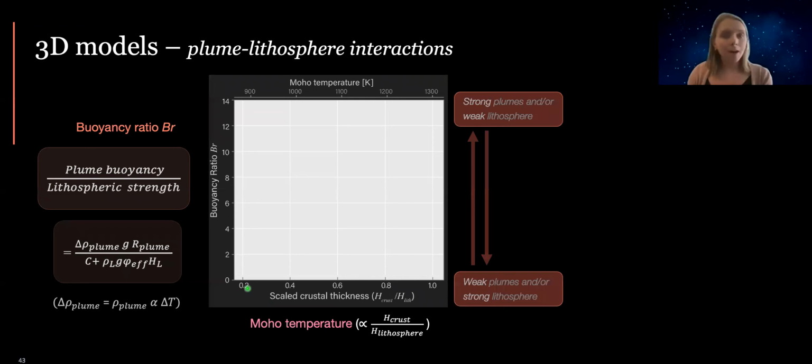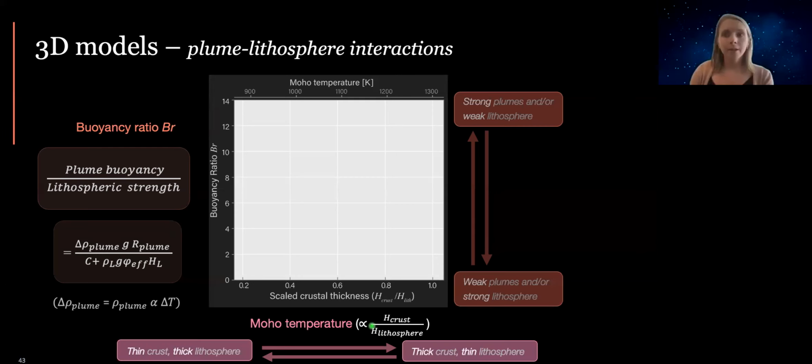And the horizontal axis is called the scaled crustal thickness, but it is also represented by the Moho temperature. And this value depends on the thickness of the crust over the thickness of the thermal lithosphere. And what this indicates is that on the left of the graph, models plot which have a thin crust or a very strong lithosphere. And on the right side of the graph, models plot with a thick warm crust or a thin and weak lithosphere.